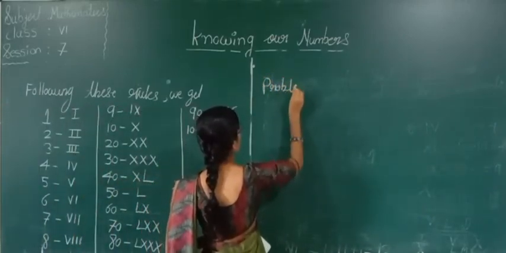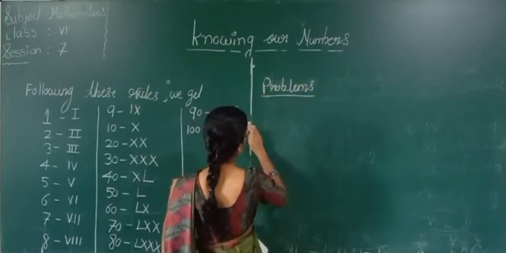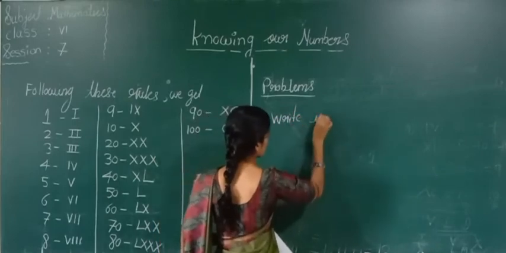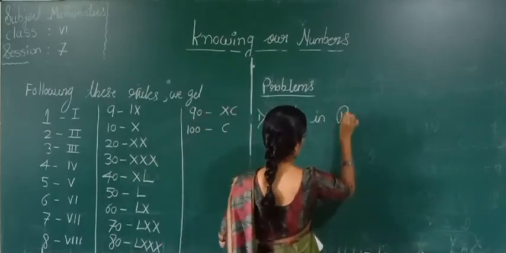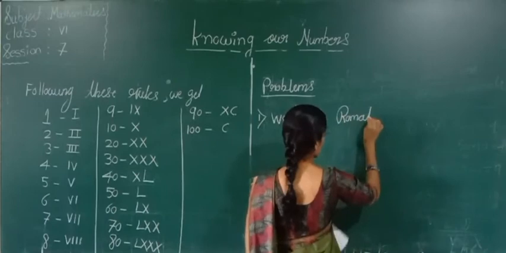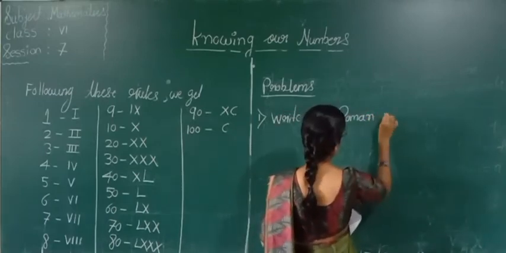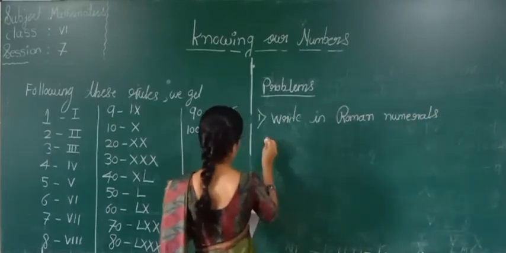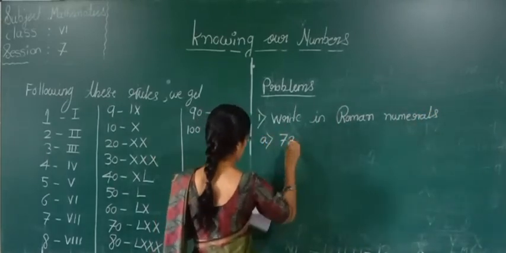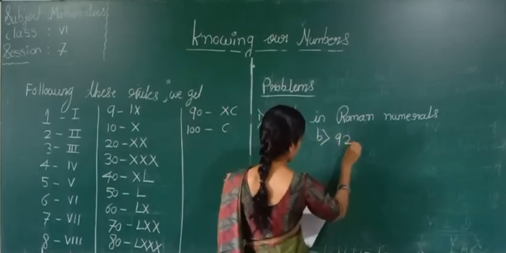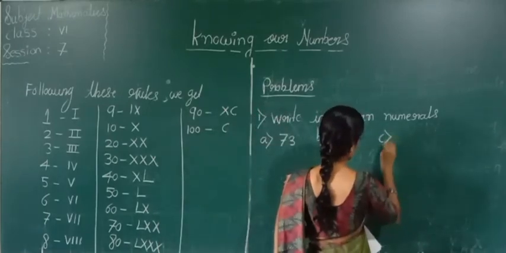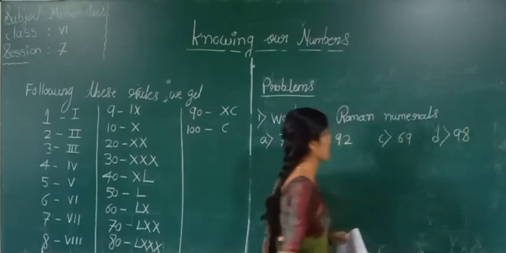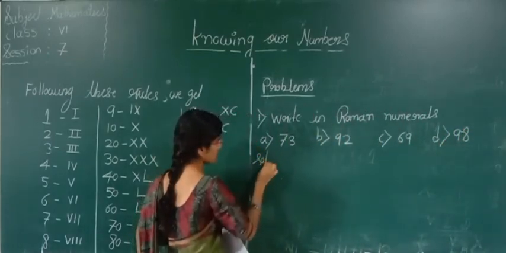Problems. First one here. Write in Roman numerals. A 73, B 92, C 69 and D 98. See a solution.